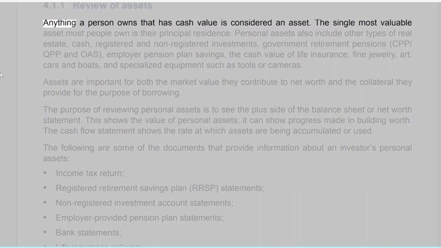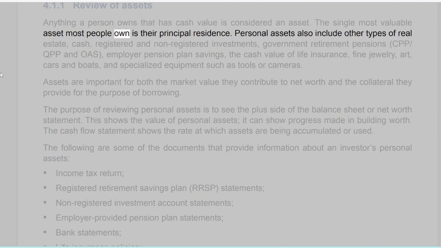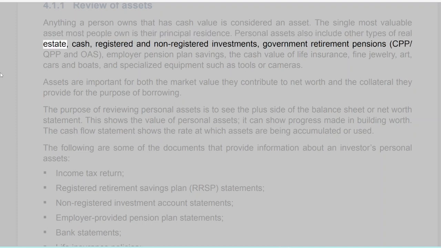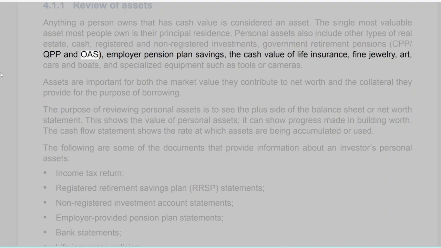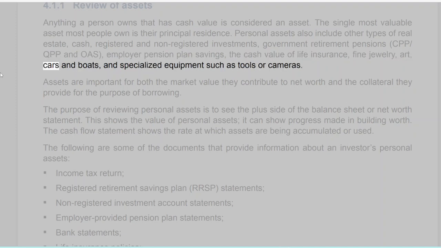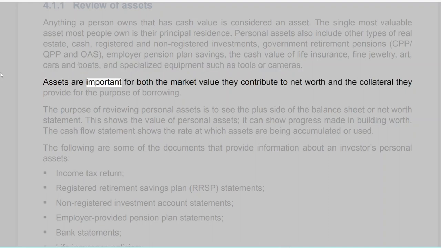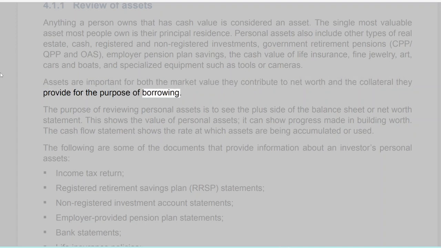4.1.1 Review of Assets. Anything a person owns that has cash value is considered an asset. The single most valuable asset most people own is their principal residence. Personal assets also include other types of real estate, cash, registered and non-registered investments, government retirement pensions (CPP/QPP and OAS), employer pension plan savings, the cash value of life insurance, fine jewelry, art, cars and boats, and specialized equipment such as tools or cameras. Assets are important for both the market value they contribute to net worth and the collateral they provide for the purpose of borrowing.